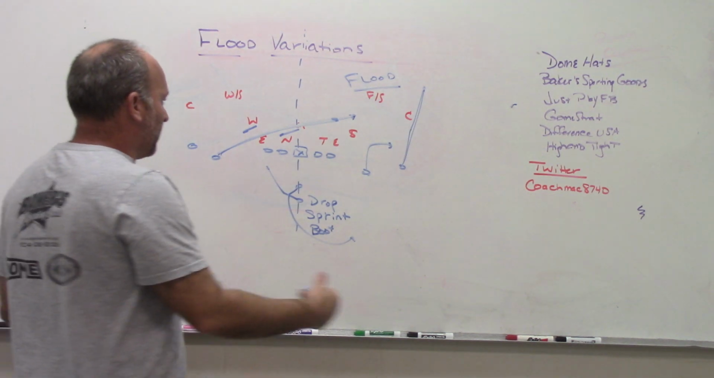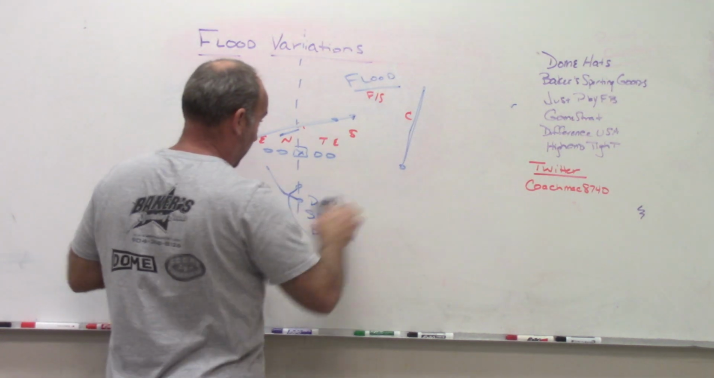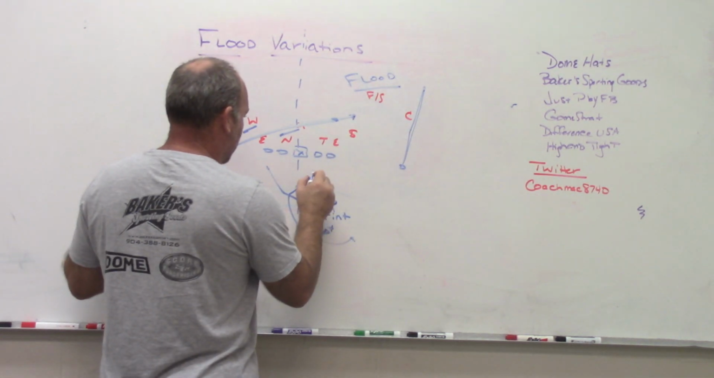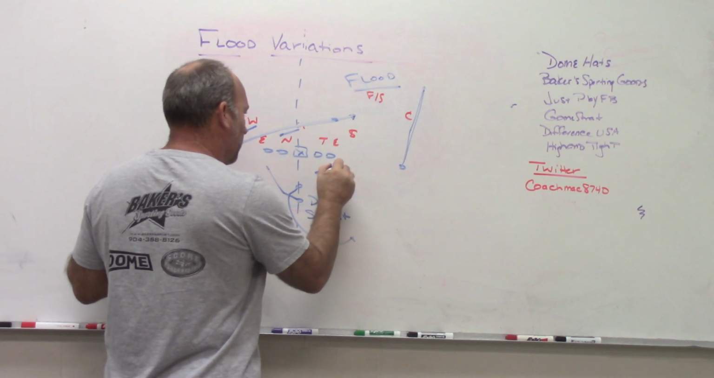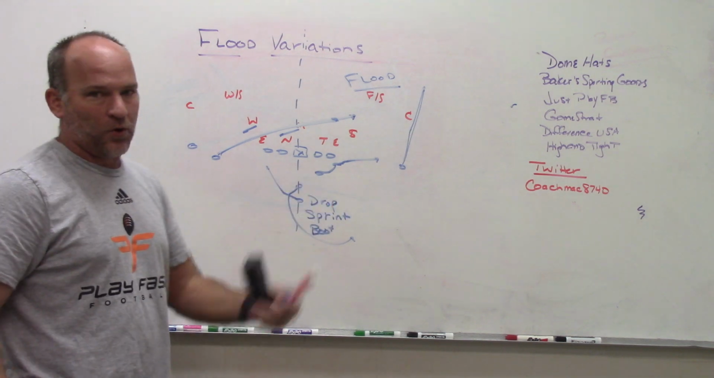Bootleg stuff most of the time, even if it's going to be some type of seal, pin, if this was 2 back, you may get some type of look here where it's a pin, 1001, 1002, release to the flat, and now you create the flood that way with the quarterback moving out.